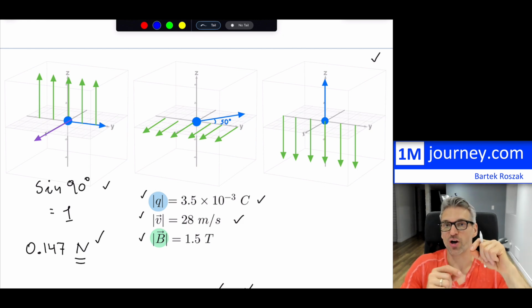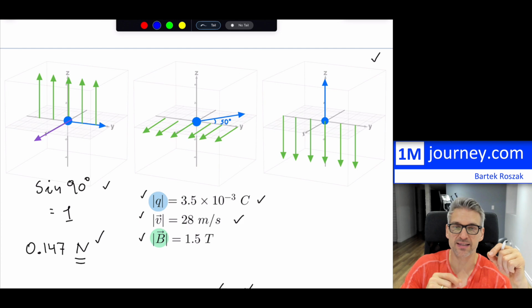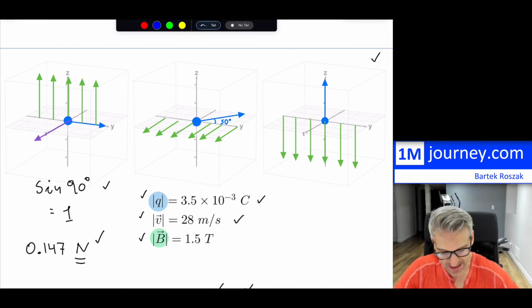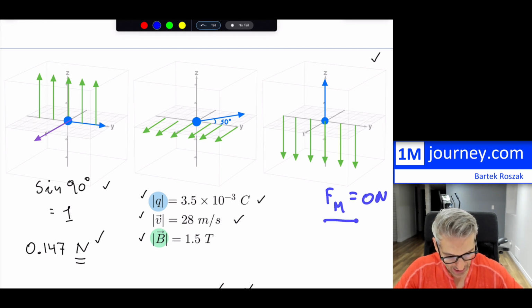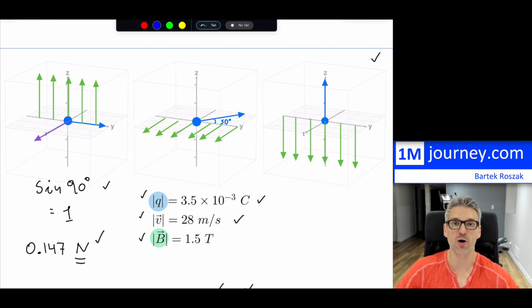If your charge is moving either exactly in the same direction as the magnetic field or in the opposite direction, so we say that it is parallel to the magnetic field, then the angle between them is either 0 or 180. As I mentioned, in those cases there is no force at all. So it is 0. There's no force present. So there are no calculations.